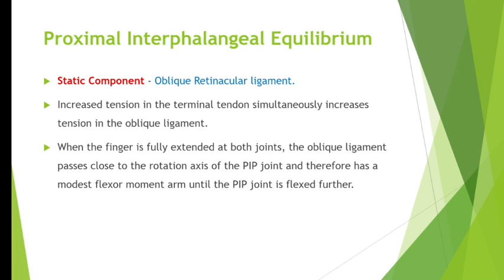If you see the static component, it is given by the oblique retinacular ligament, which crosses volarly from the PIP joint and inserts on the extensor aspect crossing the DIP joint. So when you flex the DIP joint, the oblique retinacular ligament tenses, and then it approximates more towards the center of rotation of the PIP joint. Though it crosses the PIP joint volarly, because of the DIP being flexed and it going more towards the center of rotation, it has very minimal effect on the flexion of the PIP joint. That is why it is a static component of the PIP equilibrium.